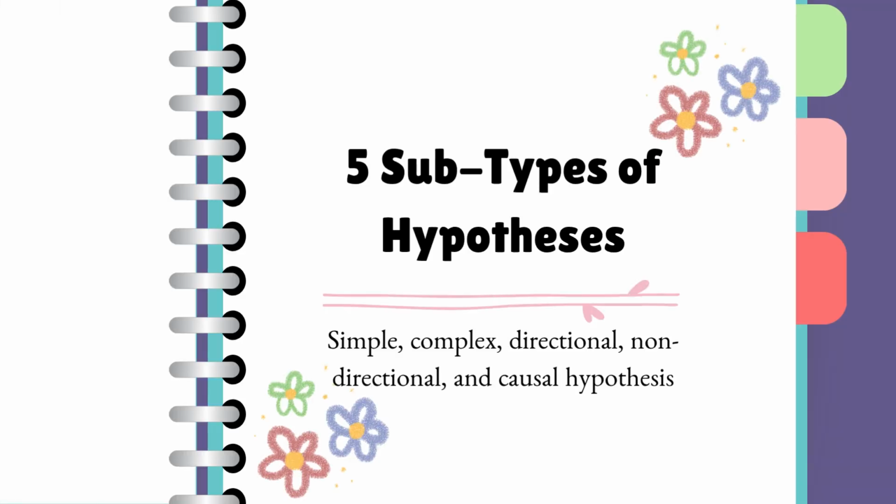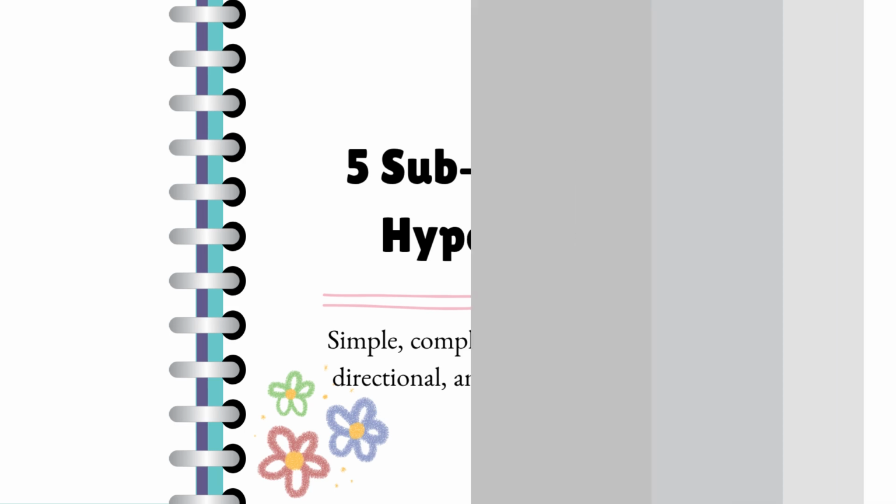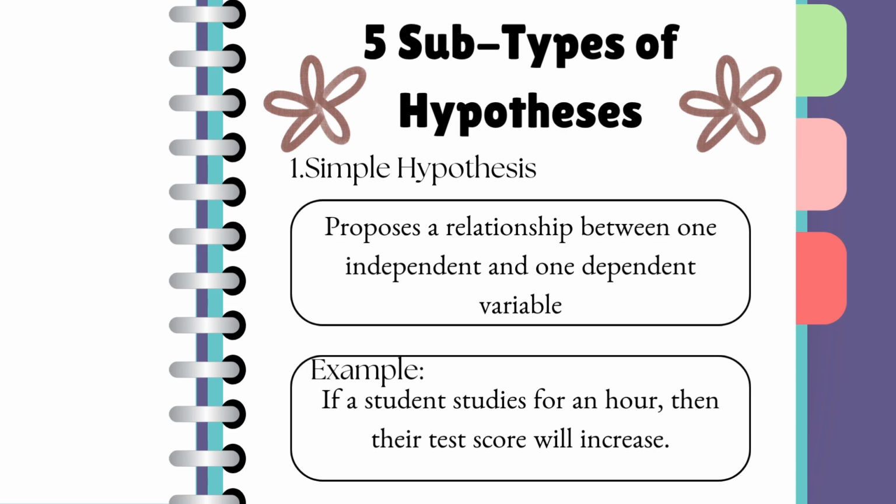Other than null and alternative hypotheses, there are also other types of hypotheses, which are the simple, complex, directional, non-directional, and causal hypothesis. The simple hypothesis posits a direct relationship or difference between variables. This is also known as associative hypothesis. A simple hypothesis predicts a relationship between key variables in the entire research.